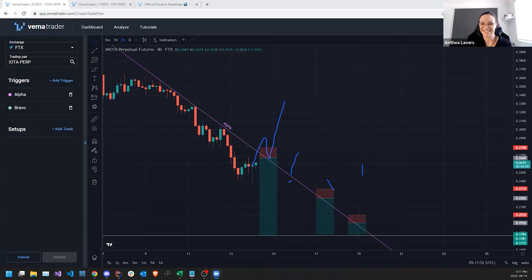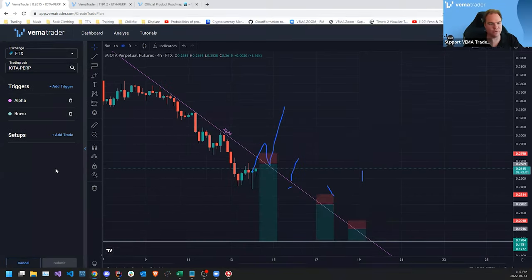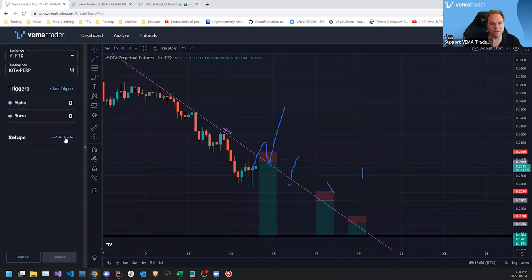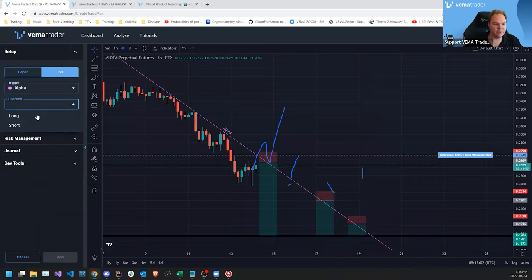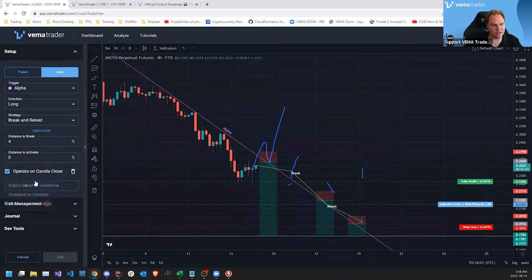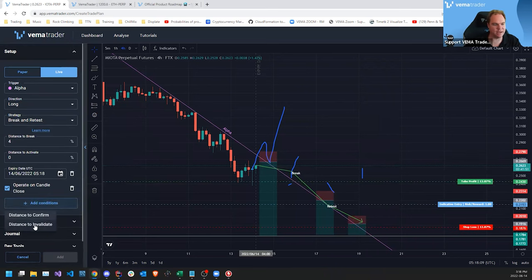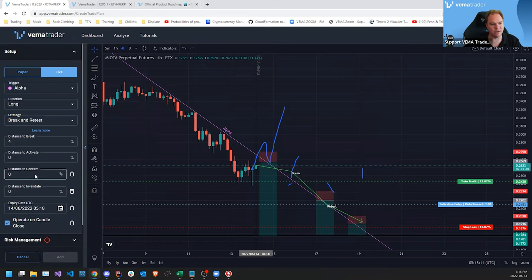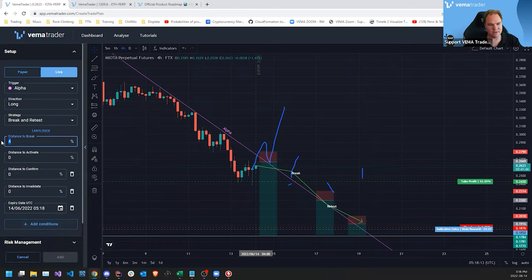Excellent. Sounds good. And another thing I'd love to cross off there, just because I do have stuff here and I can show it to some people, is macro recorder. I'm going to go and do a break and retest off alpha. Alpha, long, break and retest. I want to add my condition, and I use all of those ones. Oh man, it's so many clicks. It's a pain in the bum.